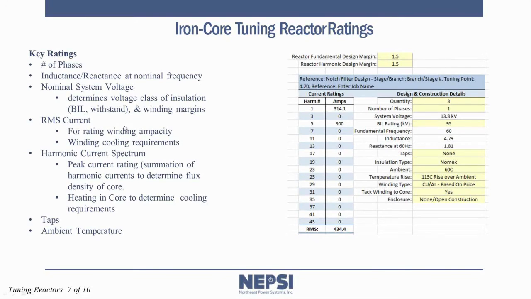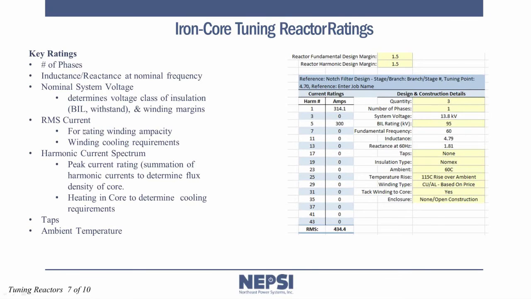The manufacturer wants to know what the nominal system voltage is. That helps them determine the insulation class of the reactor. So if it's a 13.8 kV system, typically you're looking at a 95 kV BIL. And it also lets them know what the margins are, and that margin is the distance between the winding and the core, and that's a creepage distance that they need to determine based upon the voltage class.